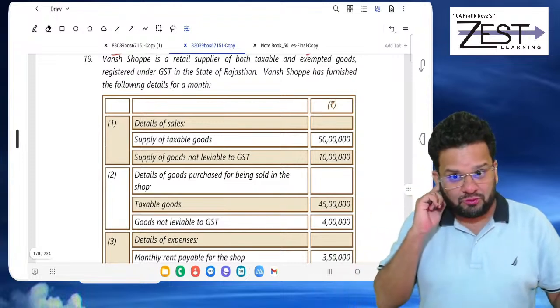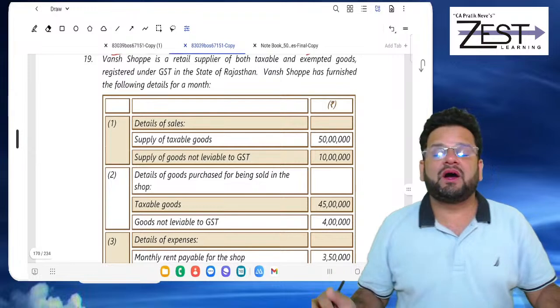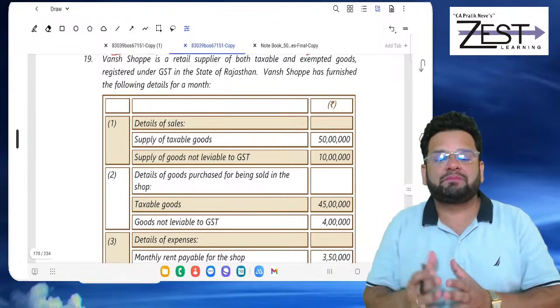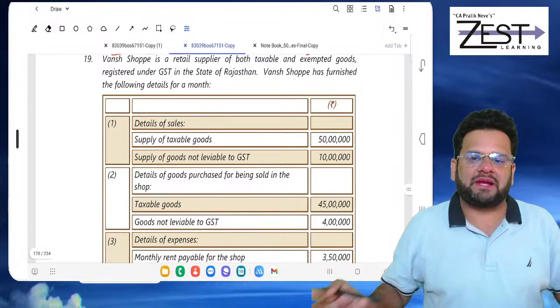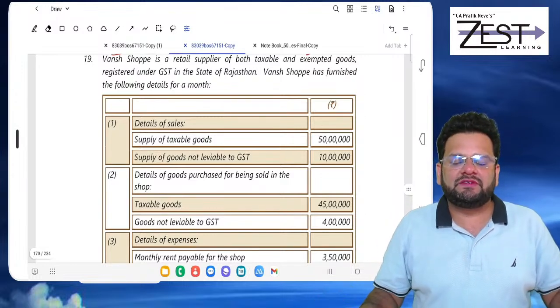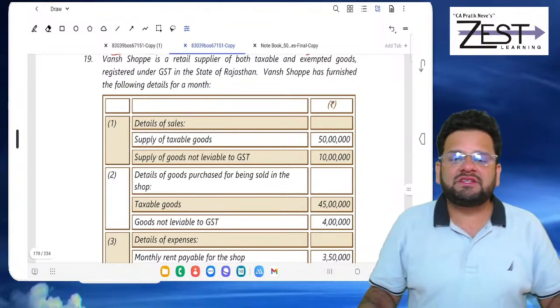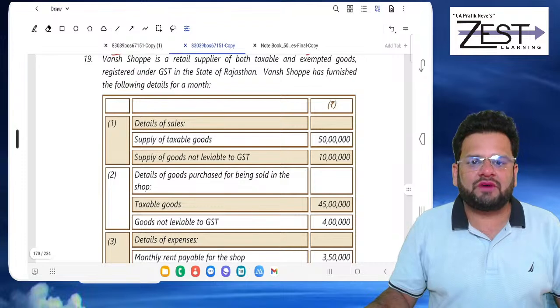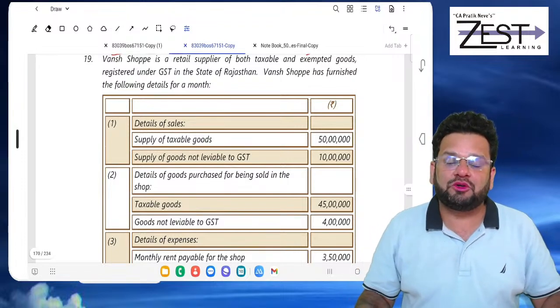How do I get output tax? I will check my sales, that is my outward supply. On my outward supply, I will decide whether it is an intrastate supply or interstate supply. If it is intrastate supply, there will be charge of CGST plus SGST. If it is interstate supply, there will be charge of IGST. Once I get output tax, I will minus from that input tax credit.